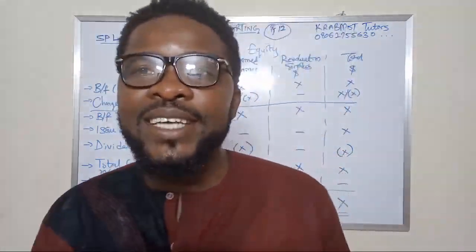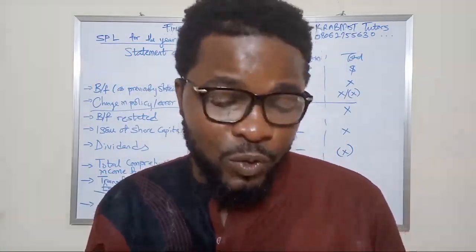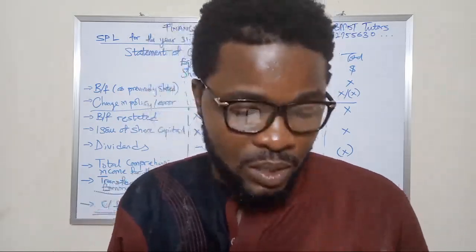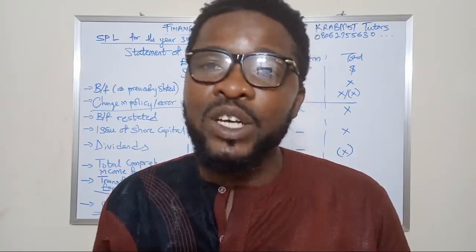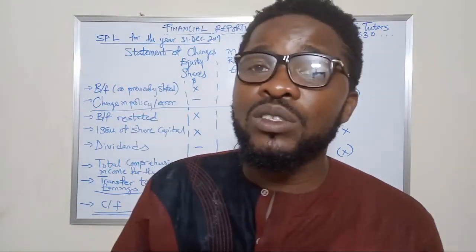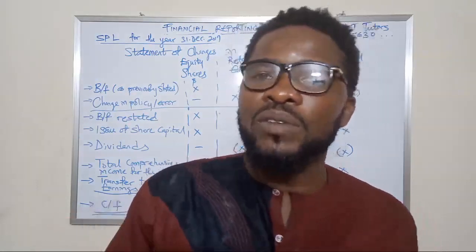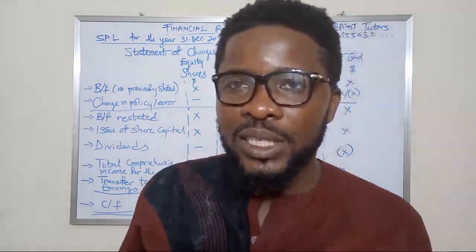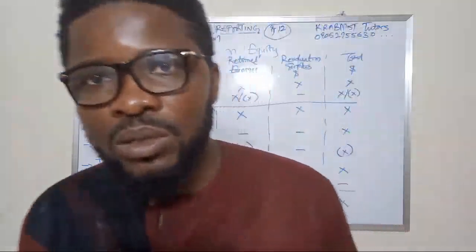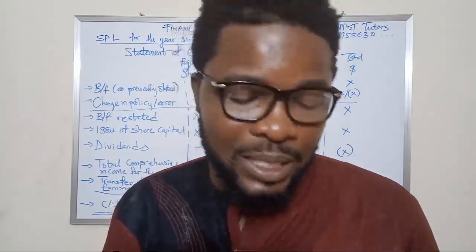Example 2 on page 13. What is your answer? Which of the following should appear in the company statement of changes in equity? 1, total comprehensive income for the year. 2, amortization of capitalized development costs. And I said amortization is the form of depreciation on intangible things like development costs and such. 3, surplus on the valuation of non-current assets.